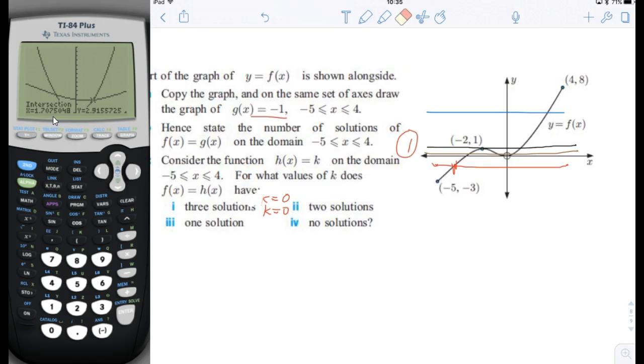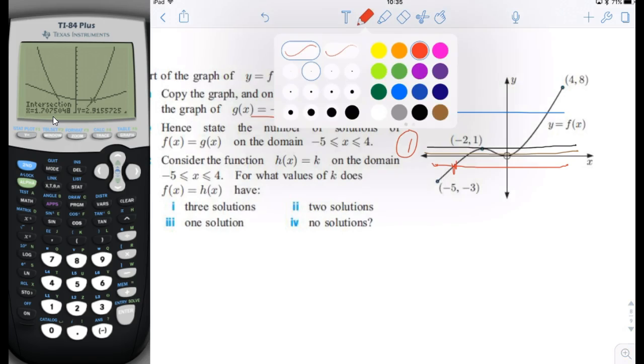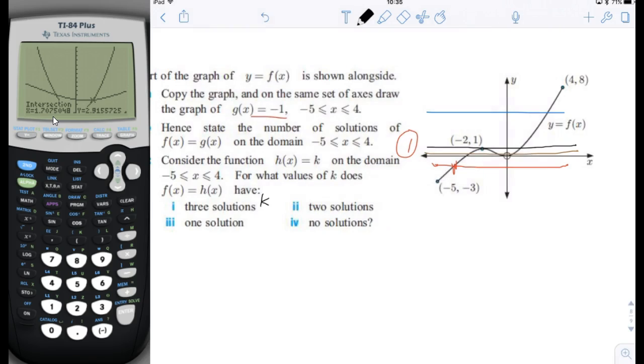Okay, and you know what I'm going to do? I'm going to write it in black so that you can see what I'm talking about. So the 2 solutions would be when k is equal to 0 and when k is equal to 1. Do you see the 1 there? There would be 1 solution when you have the blue or the red line. So the red line would be k is anything less than 0, and the blue one would be k is greater than 1. Okay. And then when would you have 3 solutions?